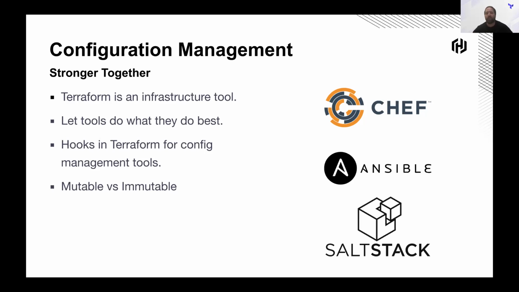Terraform has hooks to call Chef, to run Ansible Tower code. They're really not built to compete. They really work to complement each other. The last bit there, the mutable versus immutable, is an interesting concept.